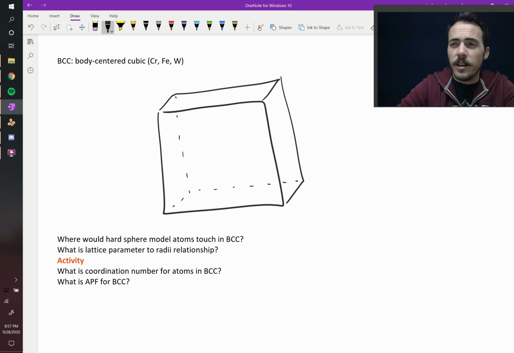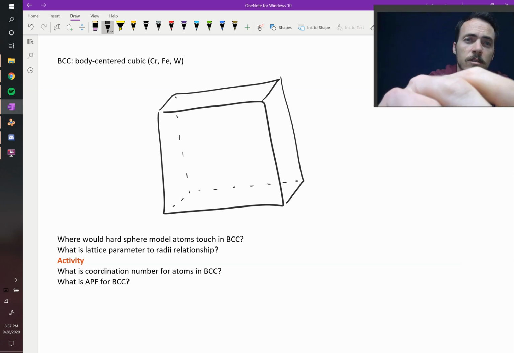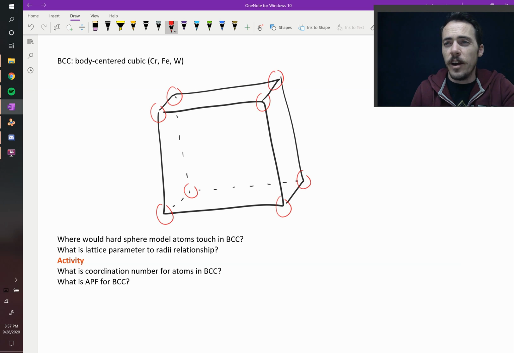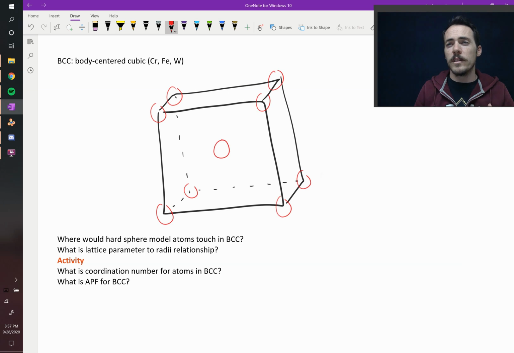All right, we've got it. Now let's place our atoms. Remember, with cubic structures, we always start at the corners. So let's place atoms at the corners. Now, because this is body-centered, we're not going to place the other atoms at the face centers. We're going to place it at the body of the entire unit cell. So right smack dab in the middle is where we place the other atom.